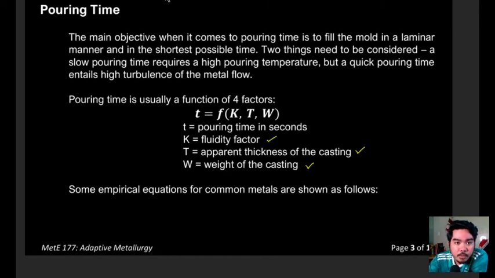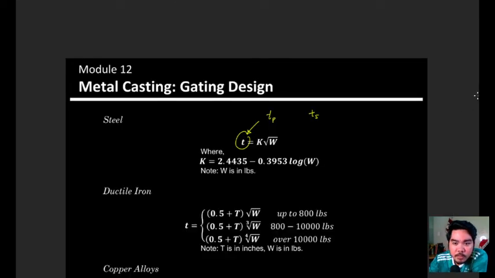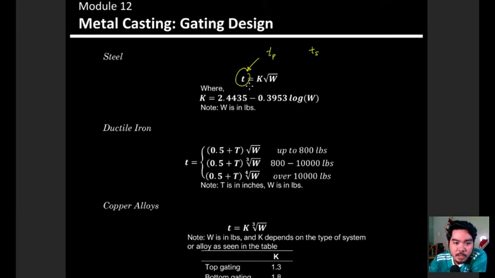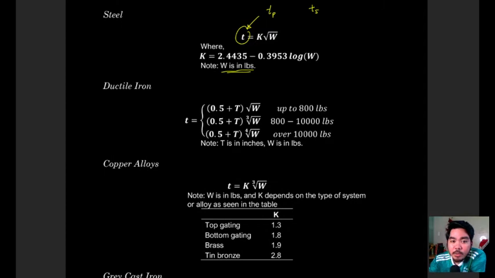We have a few empirical equations now, and these are just some of them. For steel, the pouring time is equal to the material constant K, or the fluidity factor K, multiplied by the square root of the weight of the casting. The weight should be in pounds, and I think all of these equations require that your weight be in pounds for them to work.